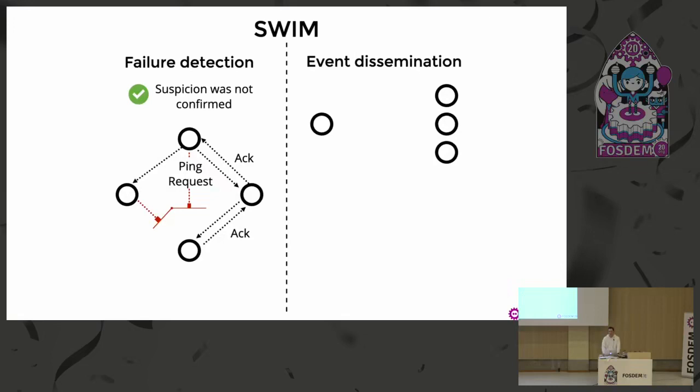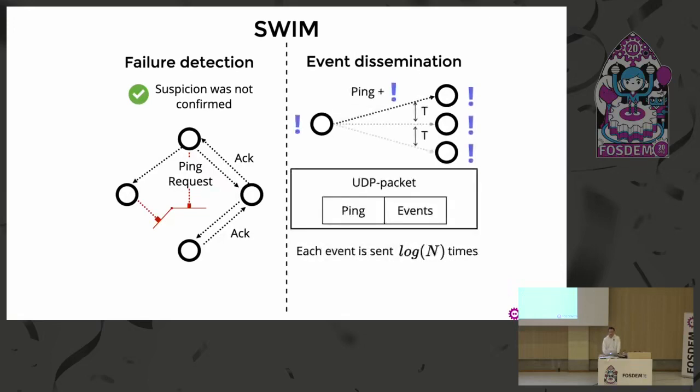So this queue doesn't grow infinitely. It's limited by the number of nodes in the cluster. And when it's time to send the ping message, events are attached to the same packet. It's called piggybacking, when we attach information from several independent components into the same packet. So these components are linked only by the transport protocol, and they are not related in any other aspect. Each event is sent a logarithmic number of times, and after this it's dropped, because we just can't send it infinitely with UDP, so we can't fit an infinite number of events here.